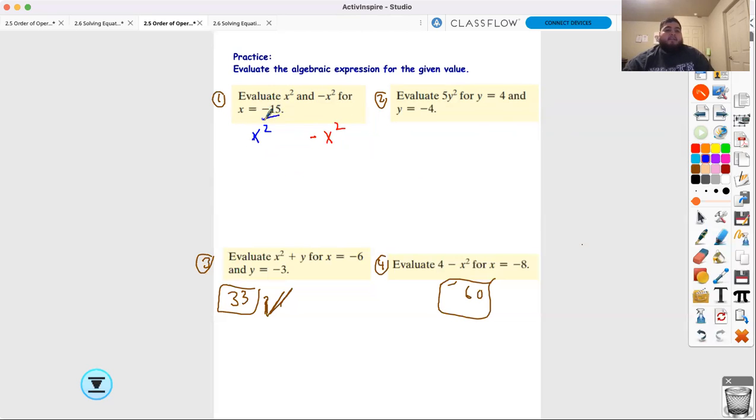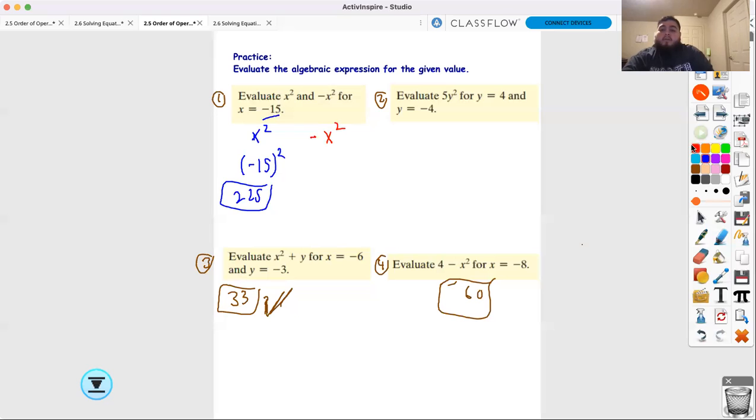So x is negative 15, so it'll be parentheses negative 15 squared for the blue. Now, negative 15 squared is negative 15 times negative 15. 2 negatives make a positive, and then 15 times 15 is 225. So that's the answer for the blue, for x squared, right?